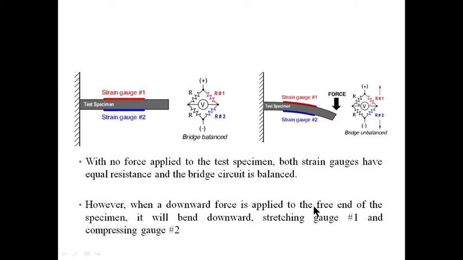However, when a downward force is applied to the free end of the specimen, it will bend downwards, stretching gauge 1 and compressing gauge 2. At that time, an unbalance in the Wheatstone bridge will occur.